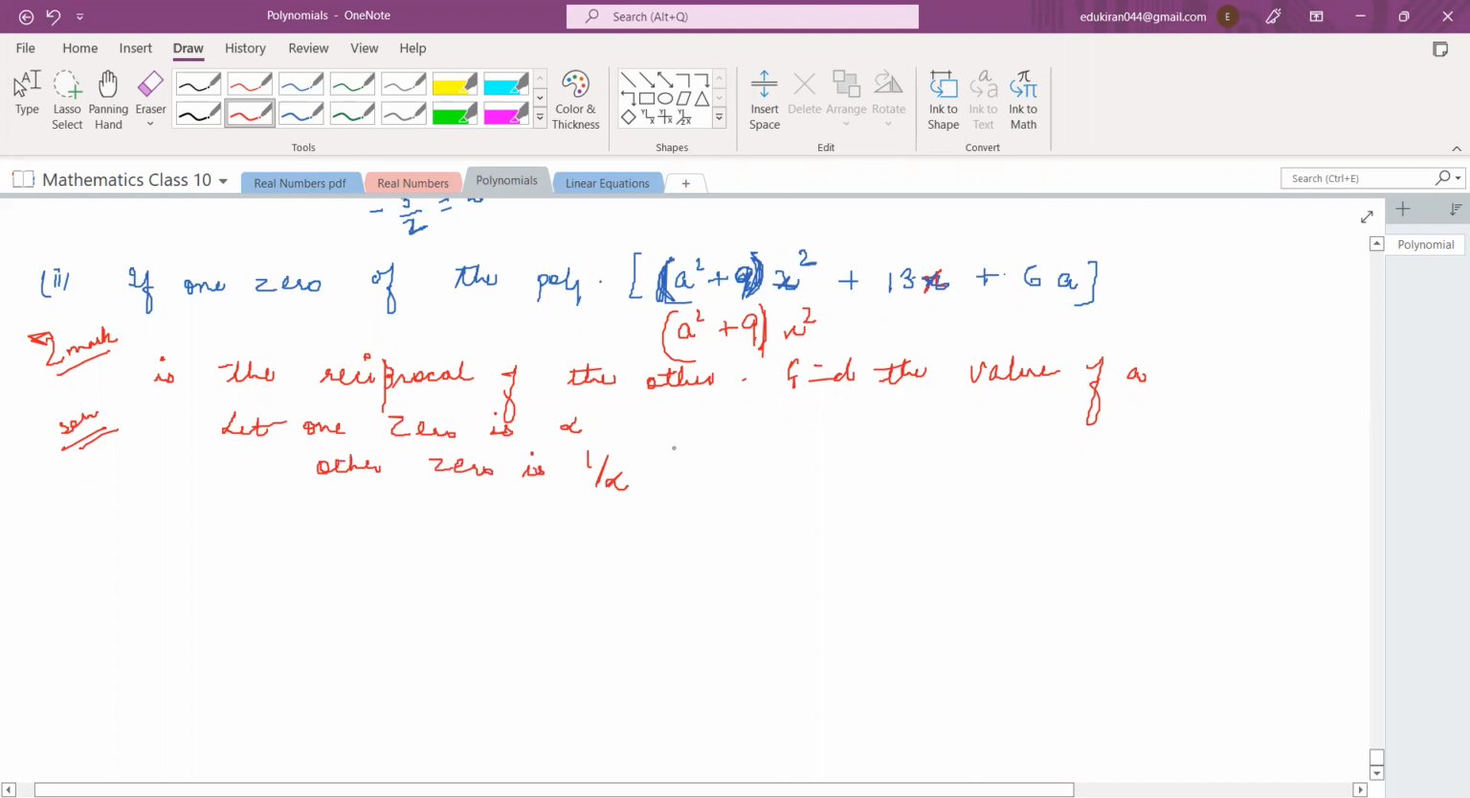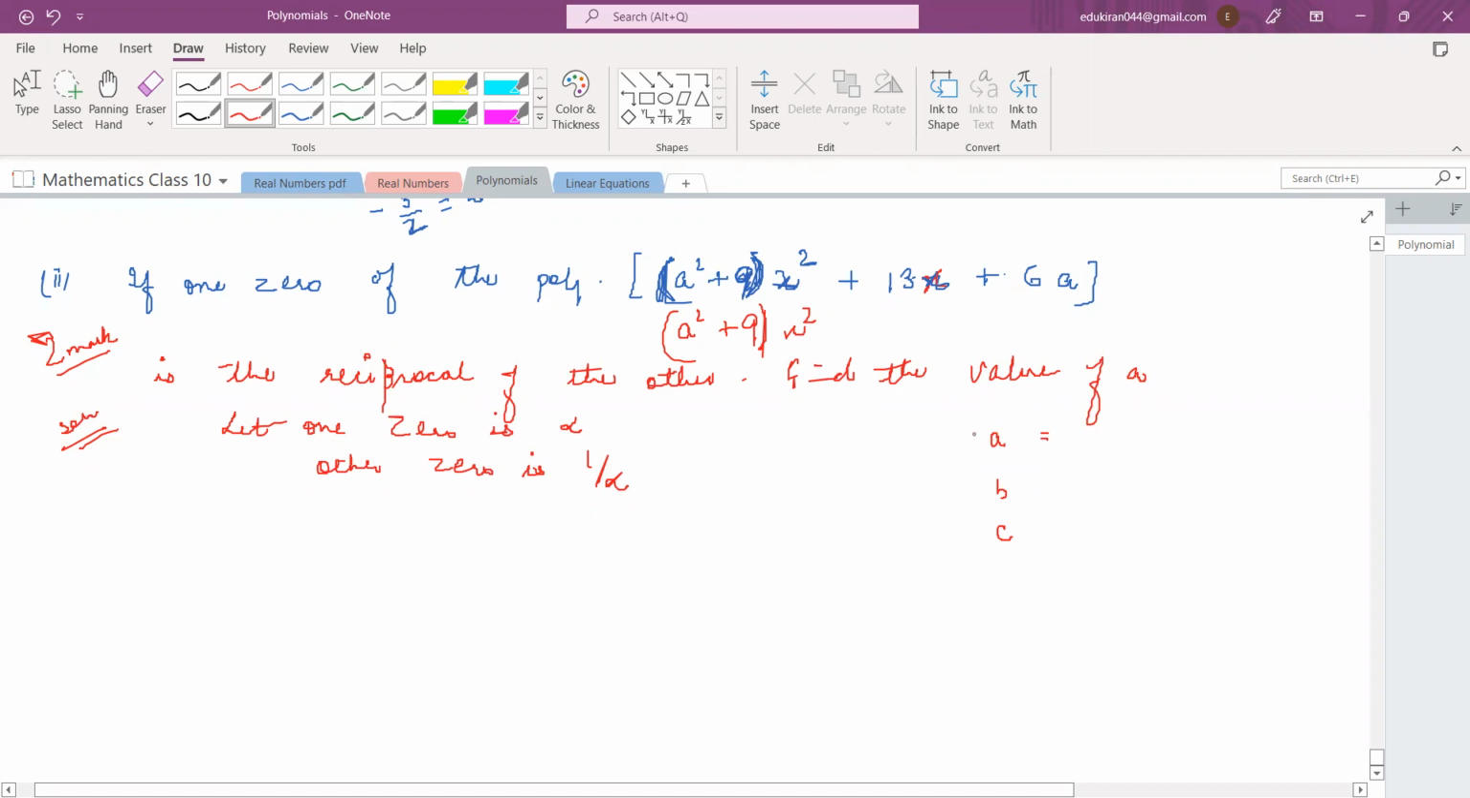Now, same as before, we will use the sum of the zeros and the product of the zeros, because that is the only thing we know in this exercise. So what will be the sum of the zeros? Please note down the values of a, b and c first for your general equation.